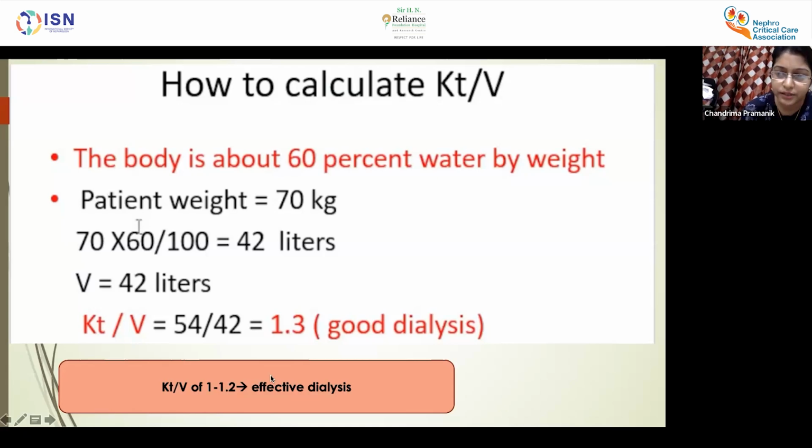Now, according to research, if KT by V value is around 1 to 1.2, it shows that it is an adequate dialysis. And if the KT by V value is less than 0.8, it has been shown to be associated with increased mortality and inadequate dialysis.